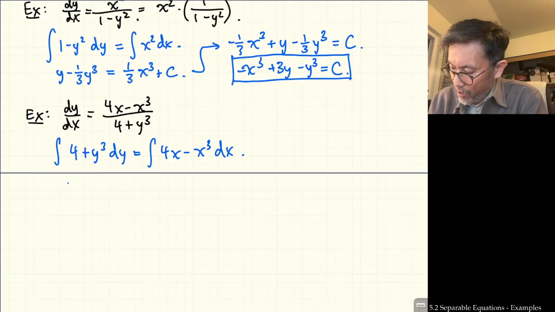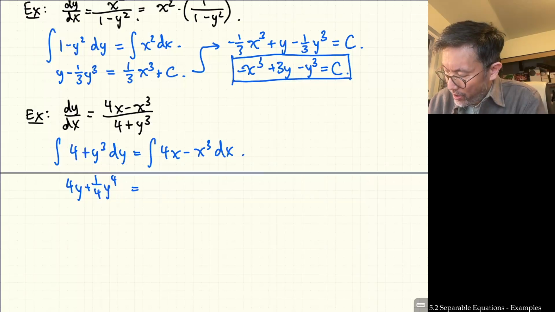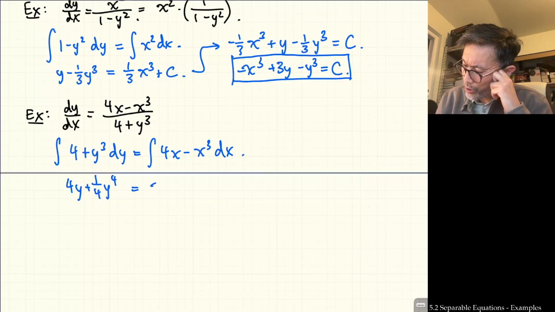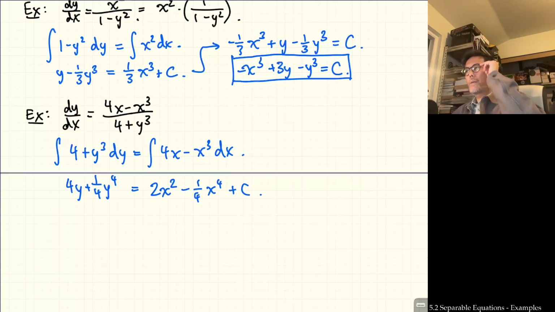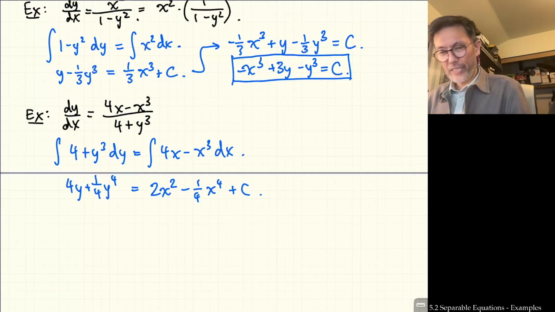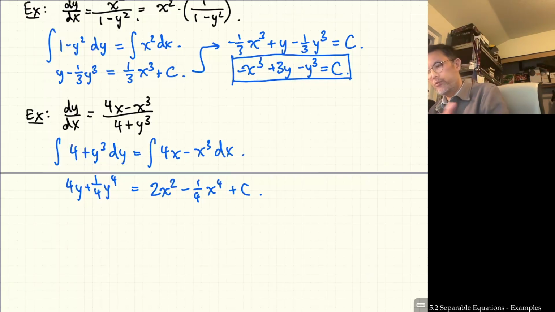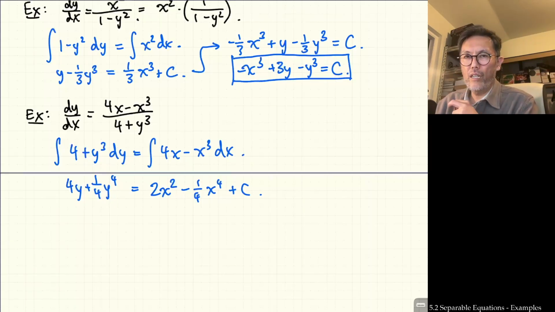Now integrate. 4y plus 1/4 y to the fourth is equal to, what is the antiderivative of that? That's going to be 2x squared minus 1/4 x to the 4th plus c. Okay? And then we could play the same game of moving stuff over and writing everything in terms of c only, and then maybe normalizing some of these constants.